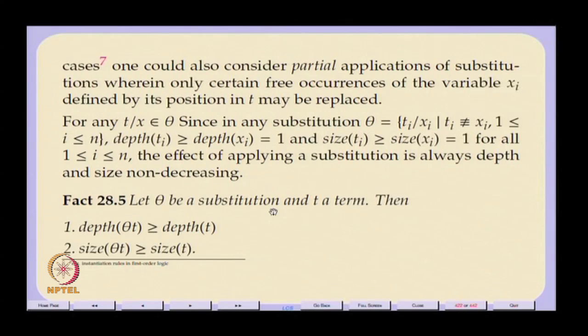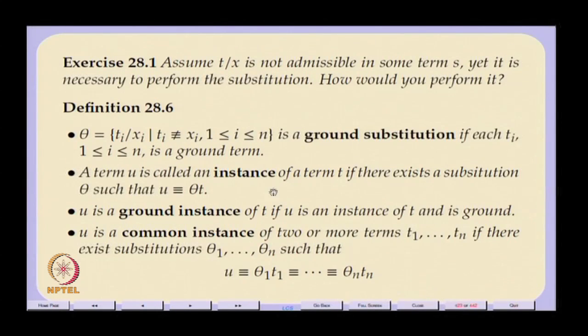Okay. So, the basic fact of life here is that substitutions are length, depth and size non-decreasing, and then we have the usual notion of a ground substitution. If you have a set of simultaneous substitutions t_i for x_i, and all the t_i are ground terms, then it is a ground substitution.